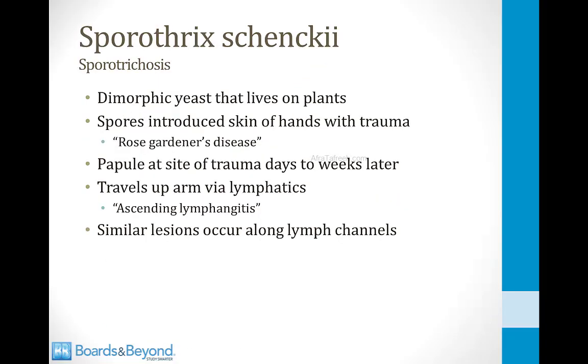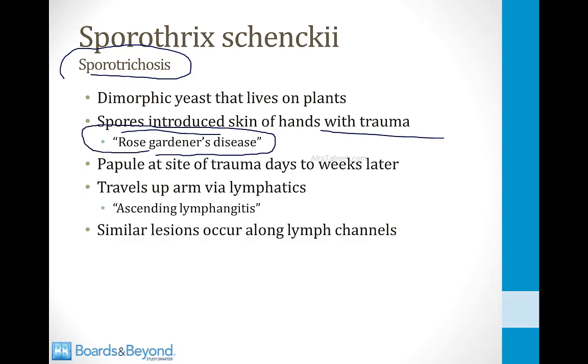The final fungal skin infection we'll discuss is that caused by Sporothrix schenckii, and this is the causative agent of sporotrichosis. So Sporothrix is a dimorphic yeast that lives on plants, and what happens is you get spores introduced into your skin with little trauma. That's why it's called rose gardener's disease, because rose gardeners will get irritated hands from working in the garden, and then the spores will get into their skin.